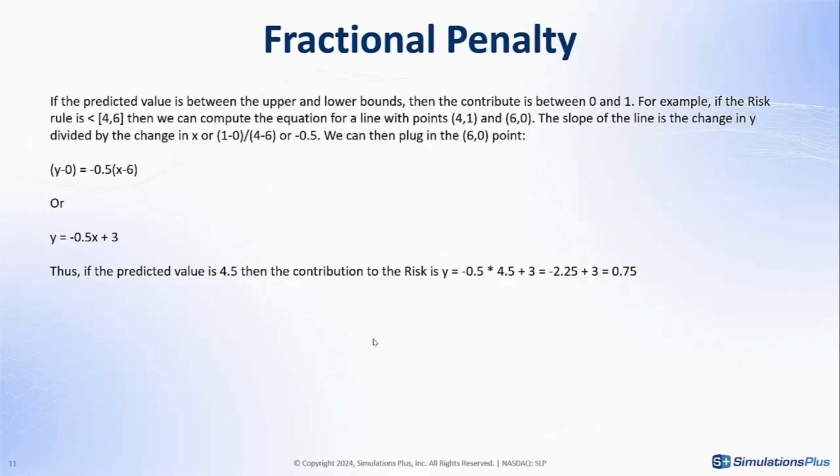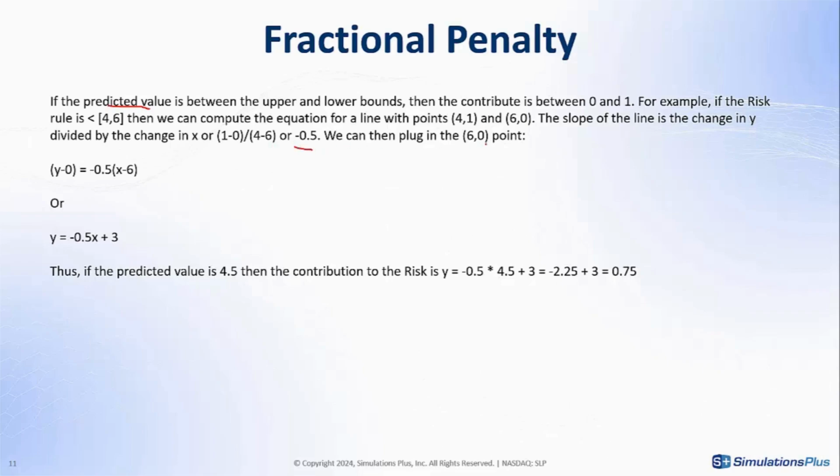Okay, this slide addresses a fractional penalty. If the predicted value is between the upper and lower bounds, then the contribution is going to be between 0 and 1. For example, if the risk rule is less than 4 to 6, anything below 4 gets a full penalty and anything above 6 gets no penalty at all. We can compute the equation of the line for the points (4, 1) and (6, 0). The slope of the line is the change in y divided by the change in x, so it'd be (1 minus 0) over (4 minus 6), or negative 0.5 for the slope.